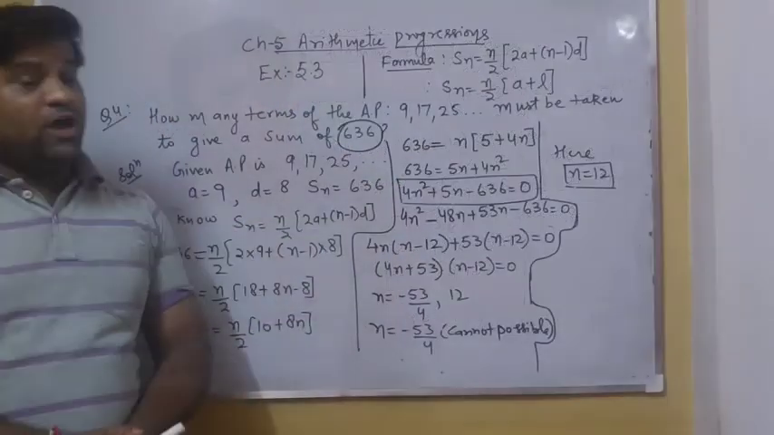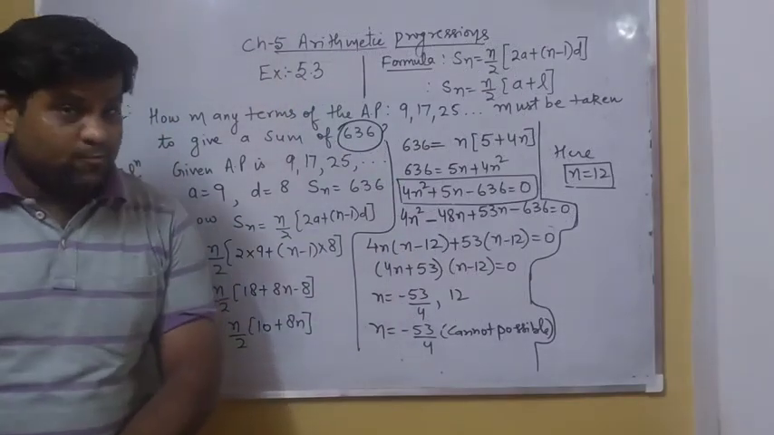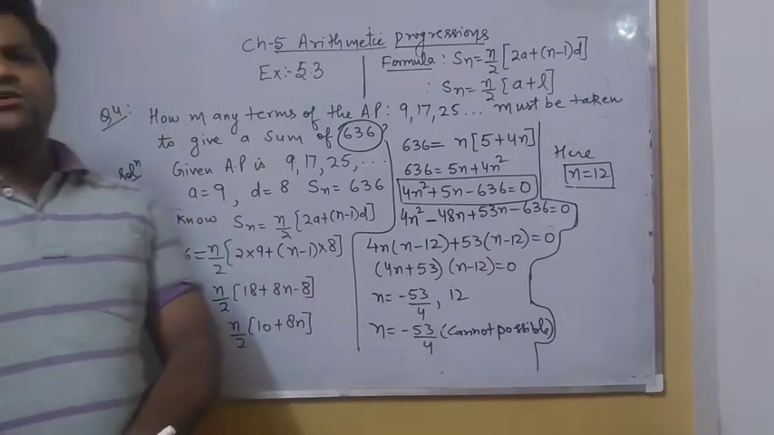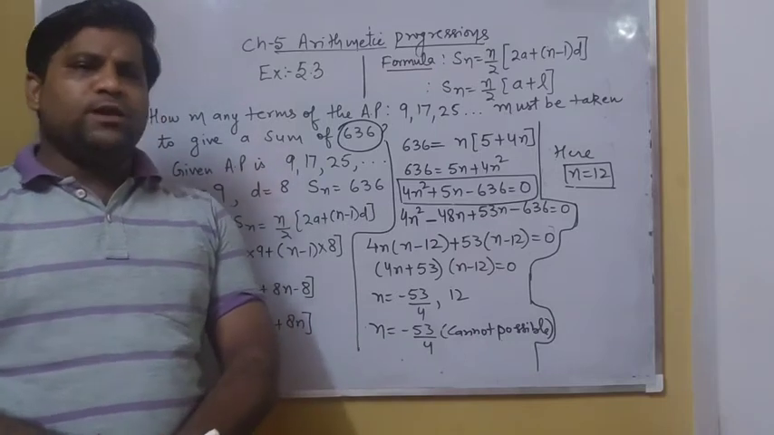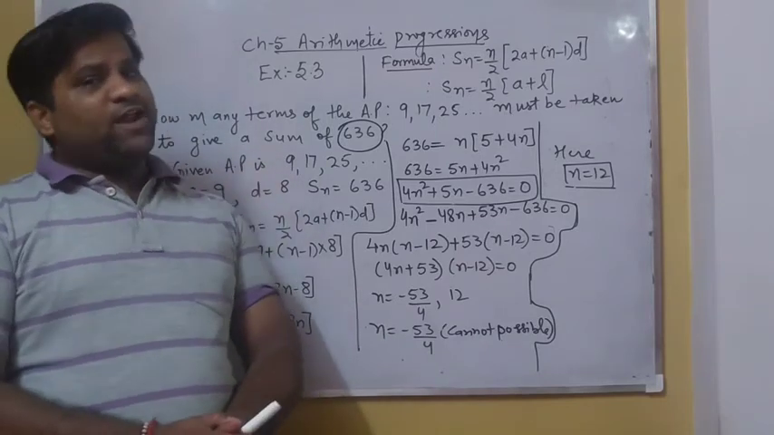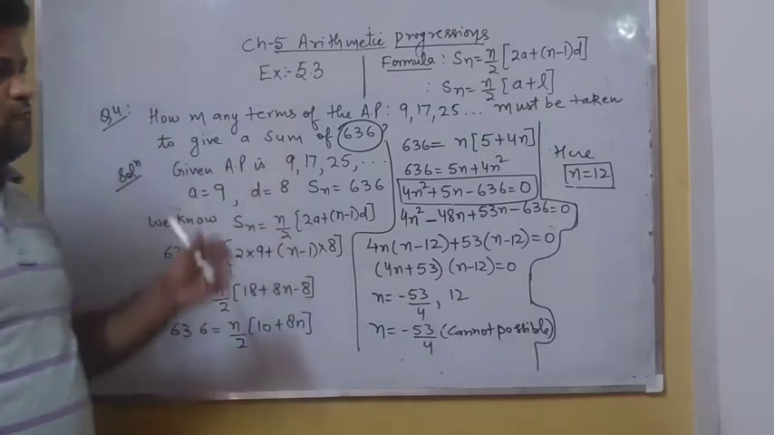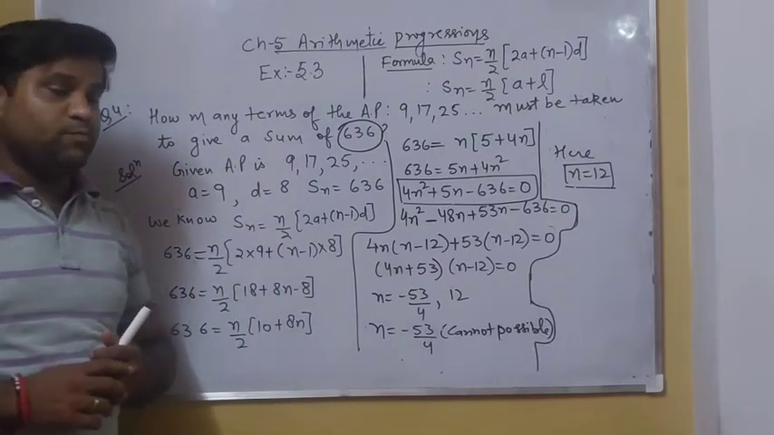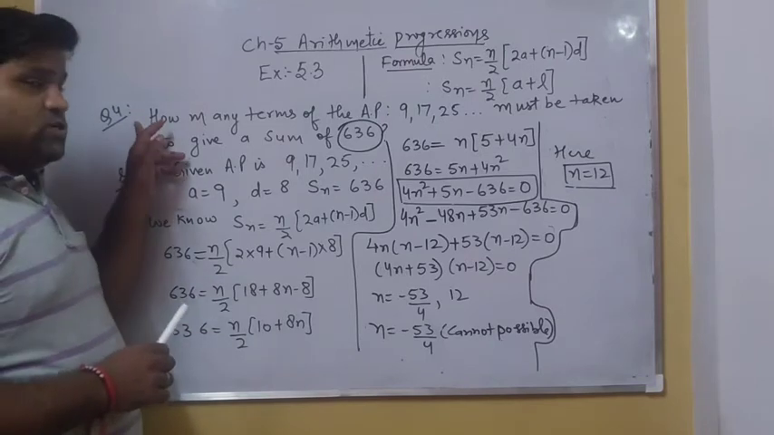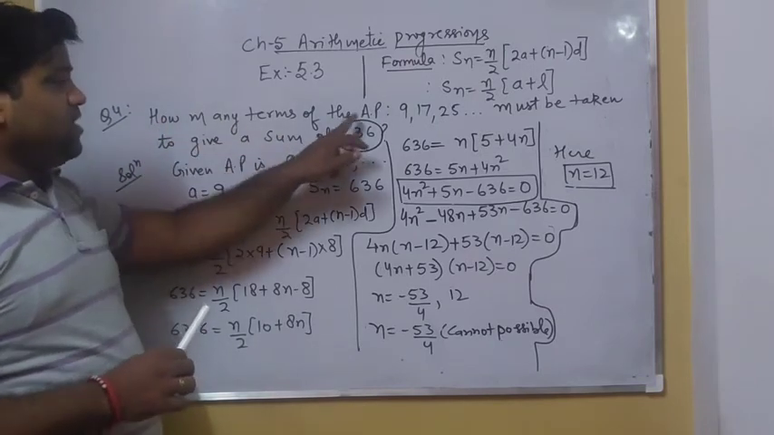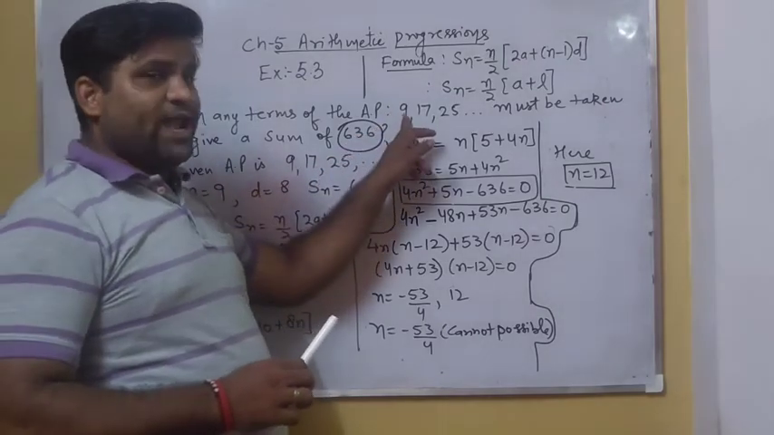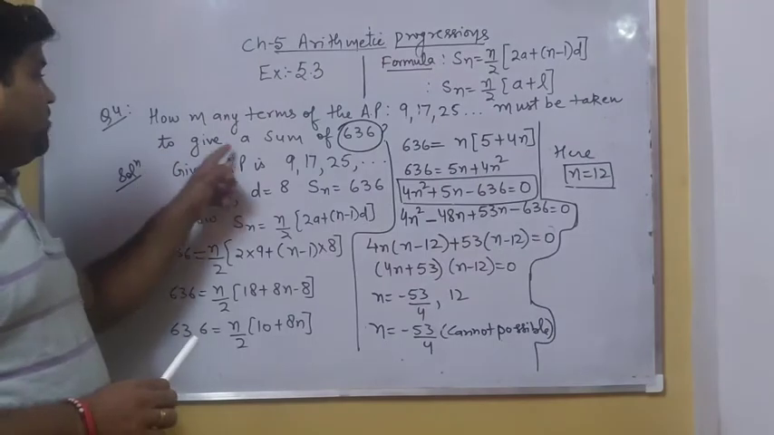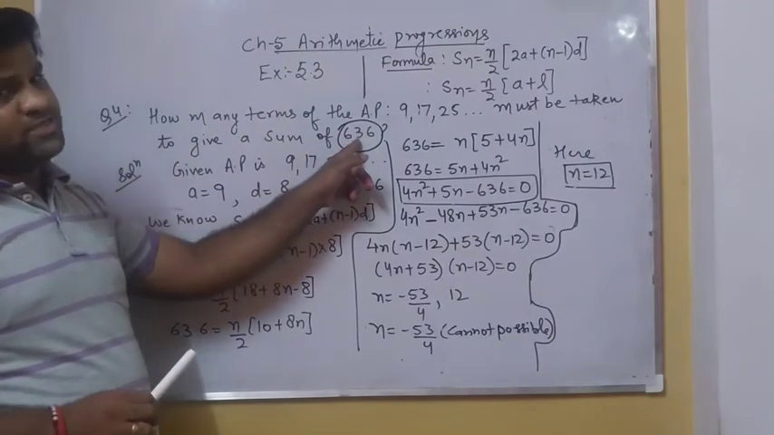We started in the last video lecture our exercise 5.3, which was based on the concept of sum of first n terms of an AP. So let us come again to exercise 5.3, question number 4, which is also based on that concept. How many terms of the AP 9, 17, 25 and so on must be taken to give a sum of 636?